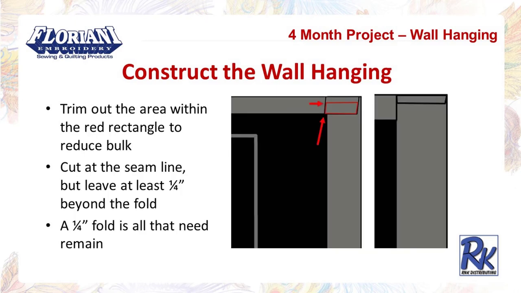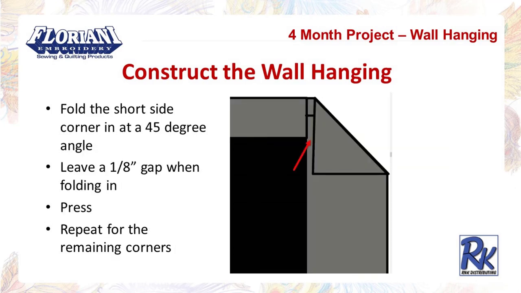Next, we're going to trim out some of our border to reduce bulk. What we're going to do is trim out a rectangle here shown in red in the corner. You want to cut up along the seam line, but you'll want to leave about 1/4 inch folded over, and that's all you need. So the diagram on the right shows you kind of what you will end up with.